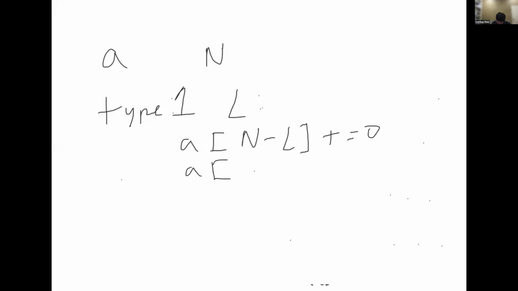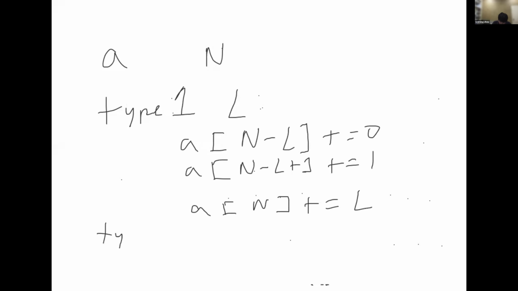So in your first type of operation, you pick an integer L, and what you do is you have a of n minus L increases by zero, and then a of n minus L plus one increases by one, and so on and so forth until you have a of n increases by L. And your second type of operation, which is type two, is the same thing, but instead of increasing, you're decreasing.